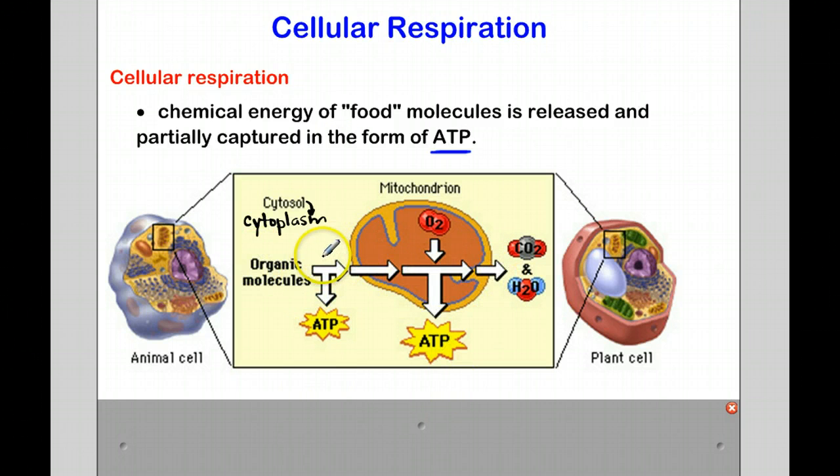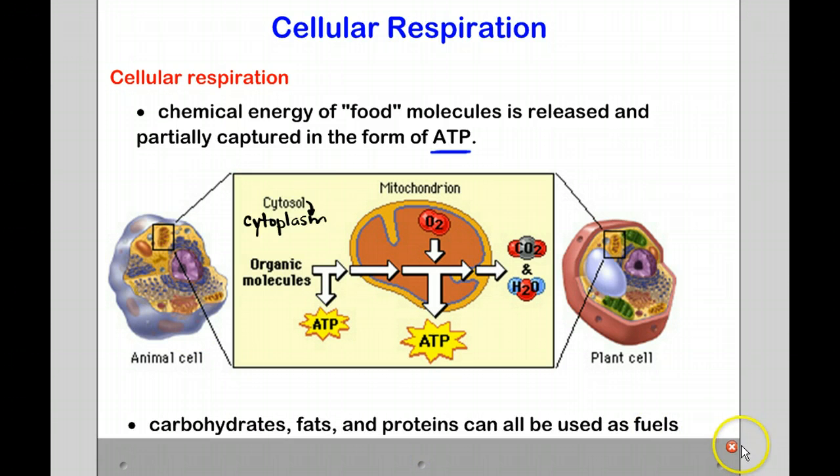So we've got one process that happens in the cytoplasm, then it heads inside the mitochondria for two other processes. Here are our final products: CO2, carbon dioxide, H2O, water, and ATP. And ATP comes along through each of the processes. Okay, so that's sort of an overview of the big term cellular respiration.